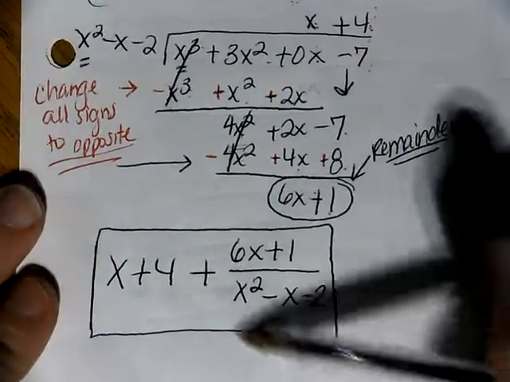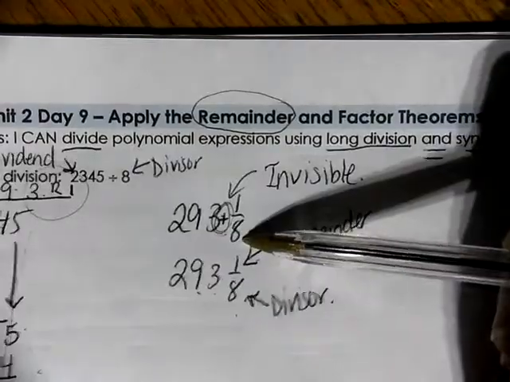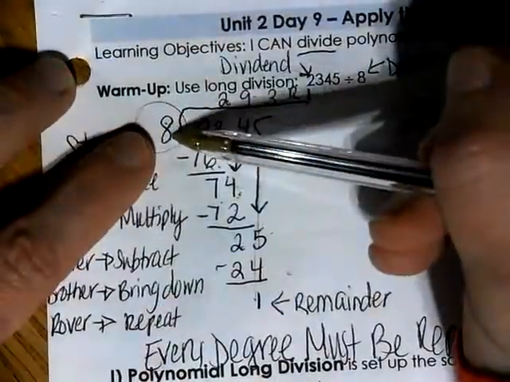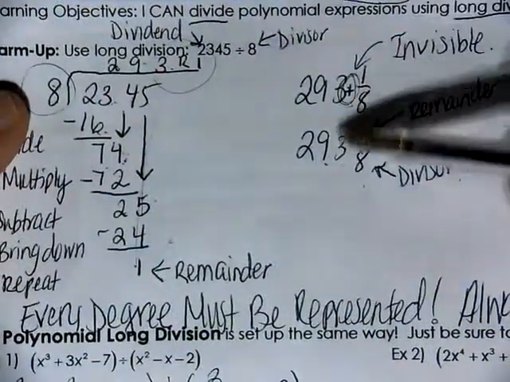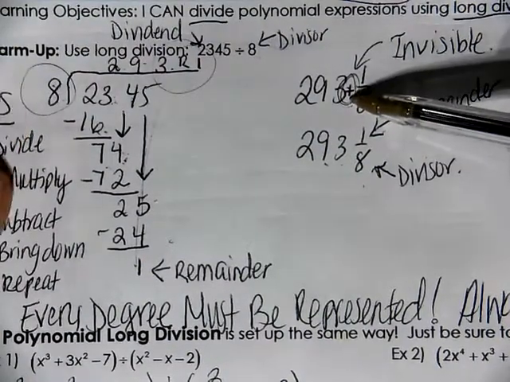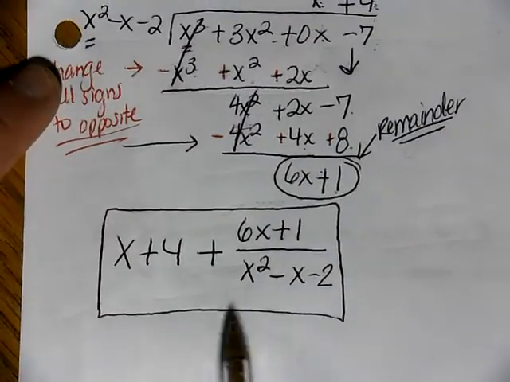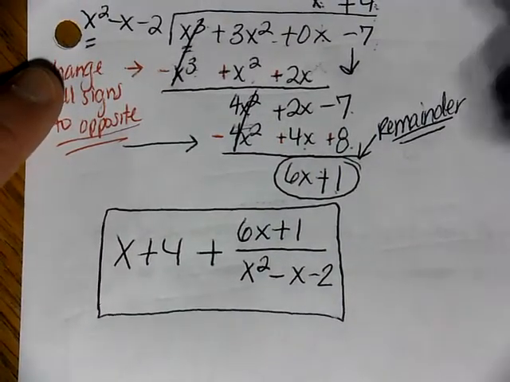So once again, where this comes from is up here when I had my remainder over my divisor. Remember, 8 was the number on the outside. And 293 and an eighth has an invisible plus sign that we are actually going to see whenever we write down our answers for polynomial long division.